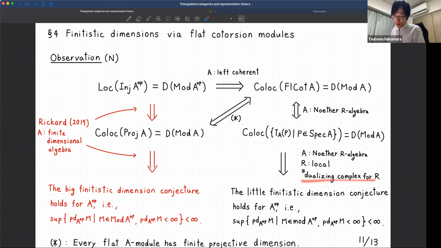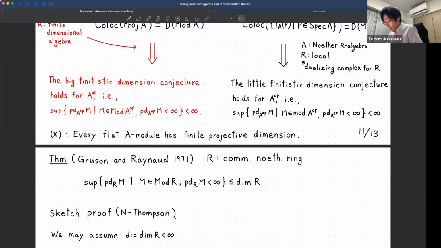Existence of a dualizing complex is important to use the extended interpretation of Grothendieck duality given by Iyengar and Krause in 2007. Combining several facts, including some facts about flat cotorsion modules, I was able to modify his proof to this setup. But the proof was actually a bit long, so I'd like to omit it. Let me move on to the next slide.